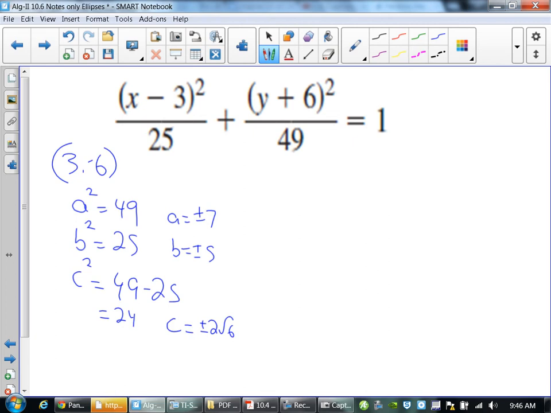What direction is this being stretched? Horizontally or vertically? Why is it being stretched vertically? Because the bigger number is under the y value. Very good. So we should do the picture, and we know what we're doing. Hopefully, ish. And plot. Center is at 3, negative 6.